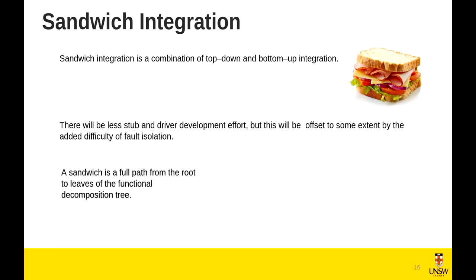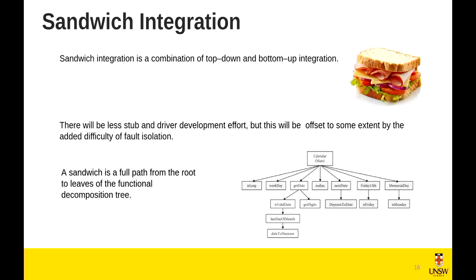So the ultimate goal of testing is not only to tell that there is a bug in this piece of code, but also to tell where the bug is. And in sandwich integration, it is often hard to do this fault localization or isolation. This is an example of a sandwich integration for this get date function.